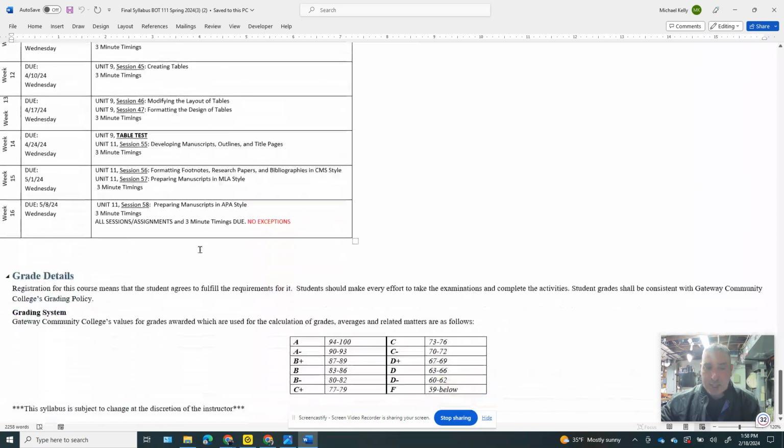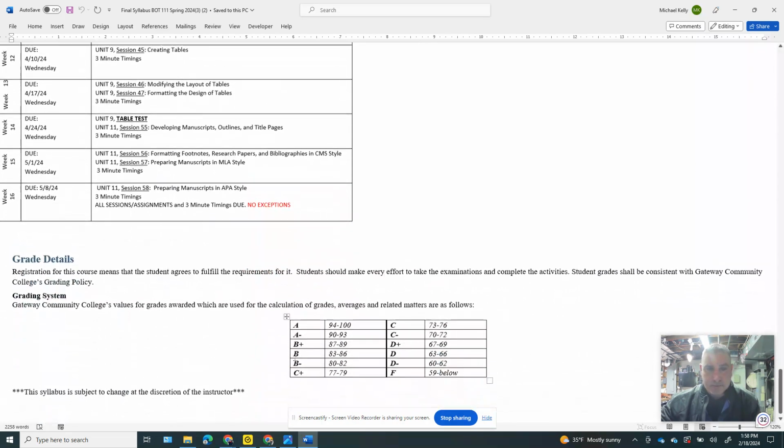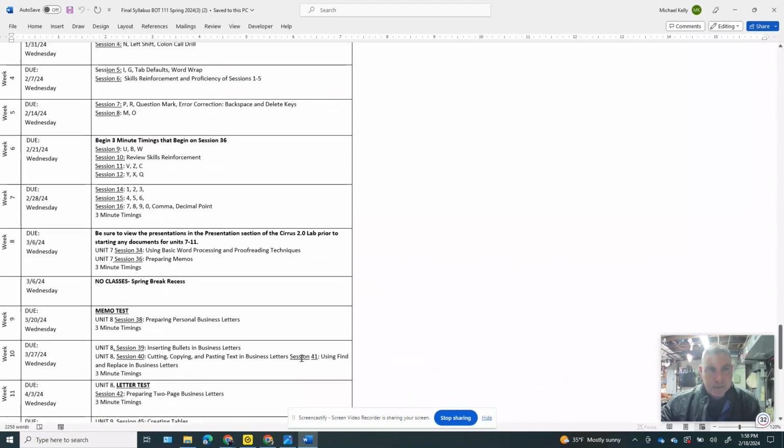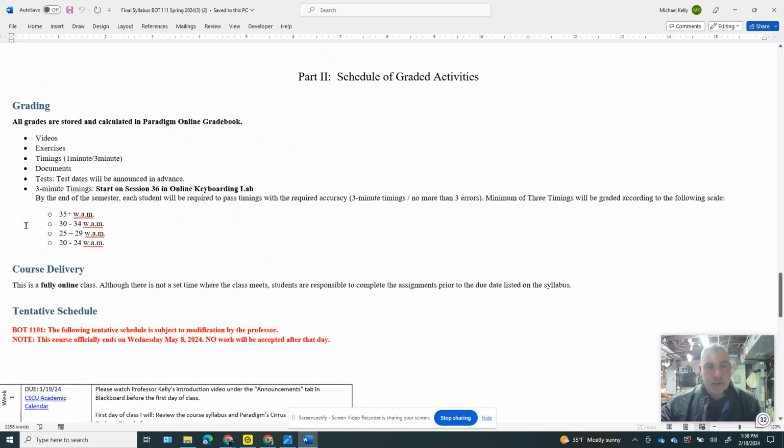Now, the breakdown of the timings is right here. If it's words a minute, they call it WOM. Years ago, they called it GWAM, generated words a minute. But if you have 35 or plus words per minute out of the 3-minute timing, you would get an A+, and it would just be a sliding scale. So they start on 36.